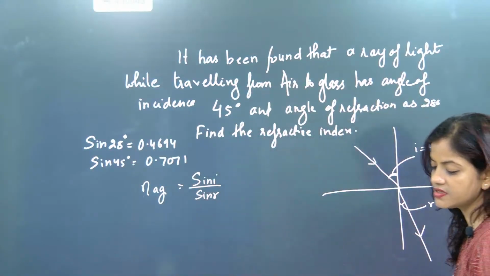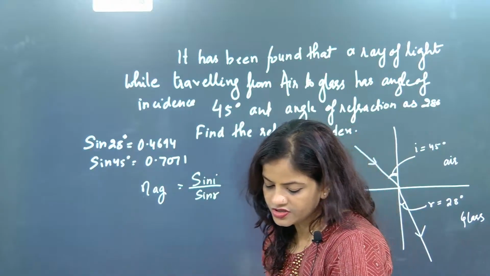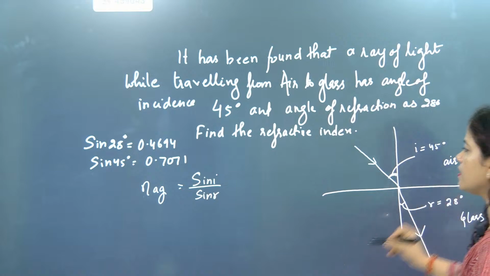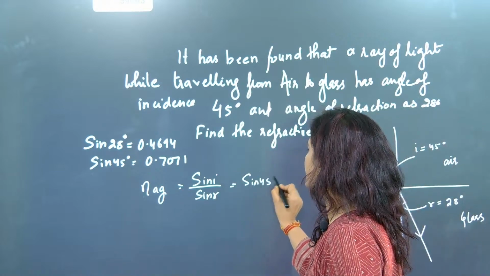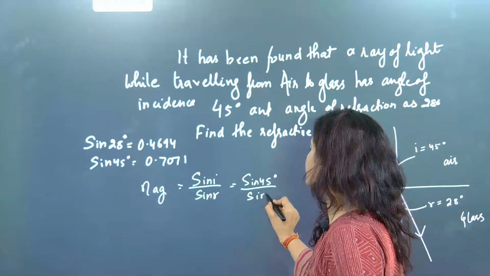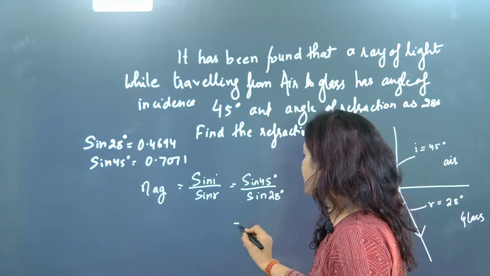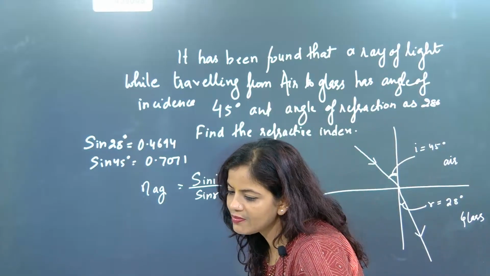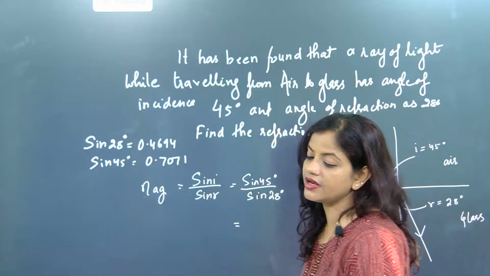Kavya has given the answer. Come on, children, others please give me the answer, very fast. Here sine I is sine 45 degrees, and sine R is sine 28 degrees. Sine I by sine R is constant. Absolutely correct, beta.